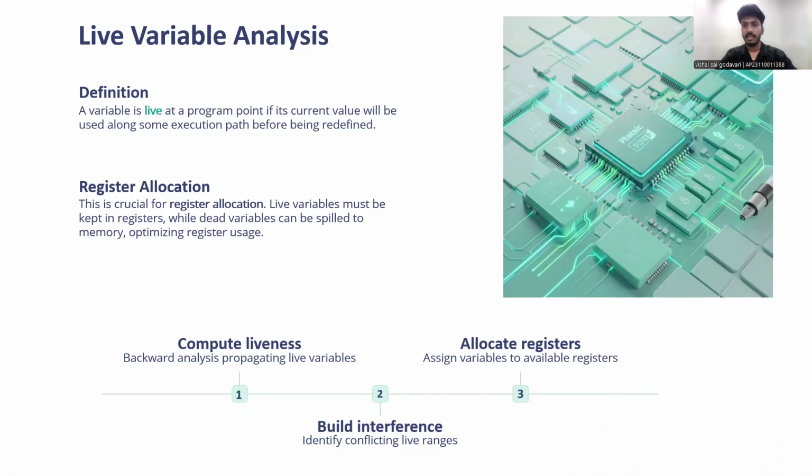And this is a very important analysis: live variable analysis. A variable is live if its value will be used later. If it's not going to be used, it's dead, and we don't need to keep that in memory. And this is crucial for register allocation. The process involves computing which variables are live, checking where variables overlap, and assigning registers efficiently. So this directly affects performance and makes a hardware-level impact.